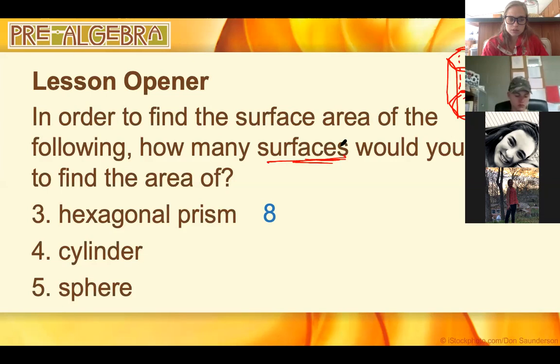This one's tricky. Anybody? 2? 3. It's 3, because you'd have the top and bottom base, but everything that encompasses it, the whole thing would represent one face. And then a sphere, that would be like a circle. That would just have one area.